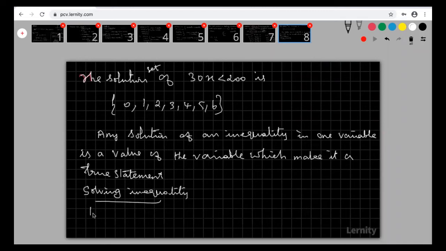So I am going to use 2 rules. Rule 1. What is rule 1, sir? Okay, look at that. This is my x less than 4. Rule 1 means I can add any number to both sides. So in any inequality that is given, I can add or subtract the same value on both sides. That is my rule 1.